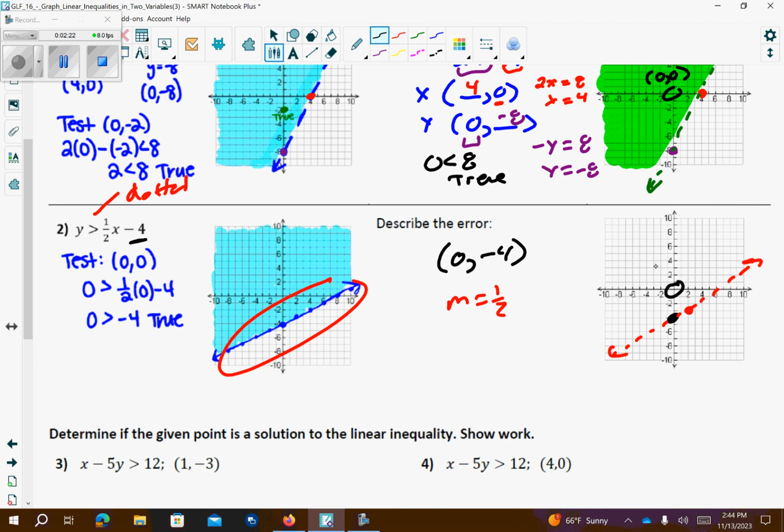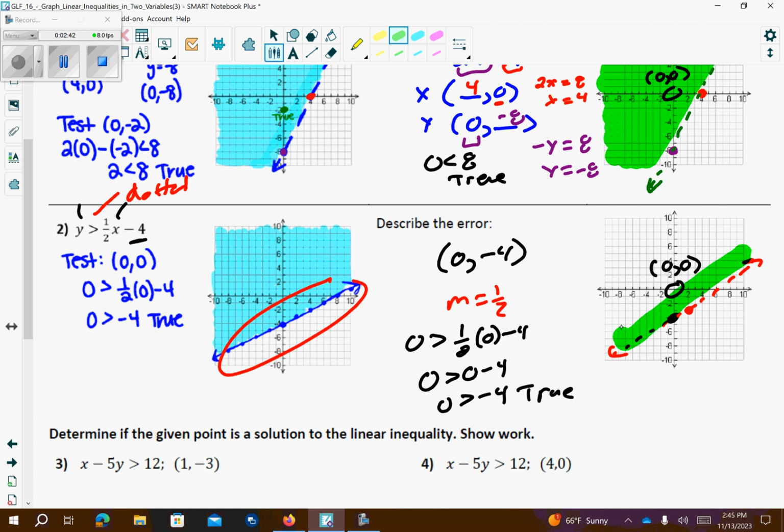0, 0 is our test point. So we'll plug 0 in for y and x. So I'm going to get 0 is greater than 1/2 times 0 minus 4. 0 is greater than 0 minus 4. Yes, this is true. So we are going to shade this top region because it was true. I shade the side the 0, 0 is on. So the only mistake they made is they didn't have it as a dotted line. So make sure you take care of that.